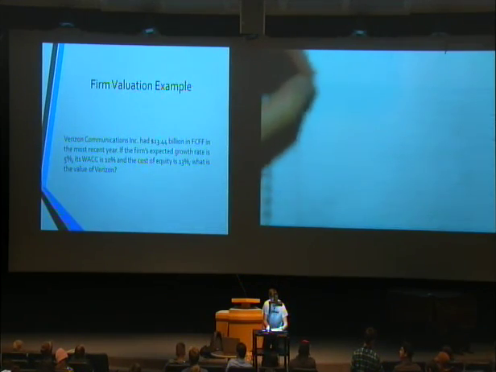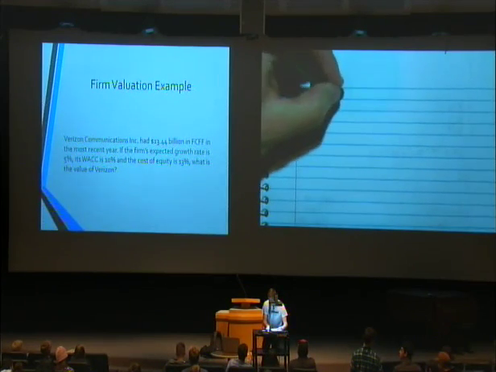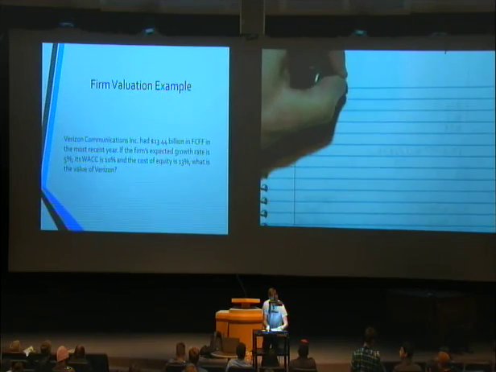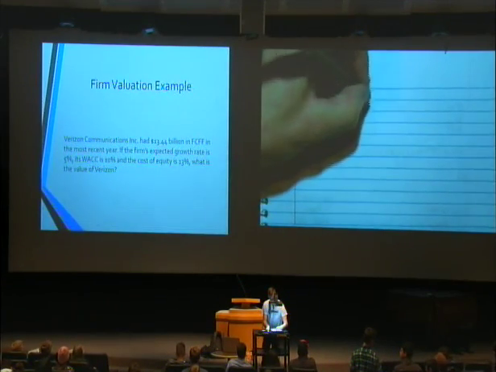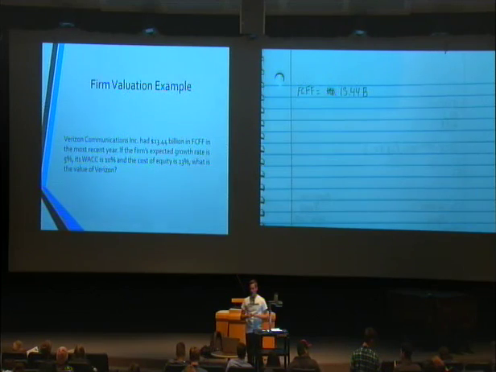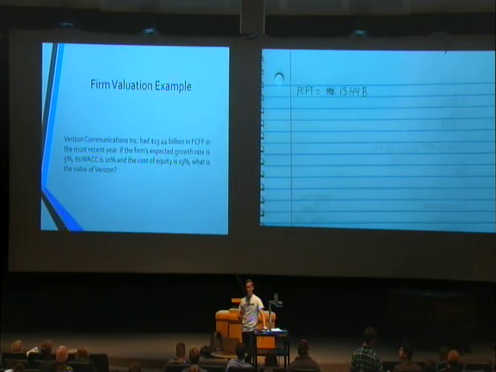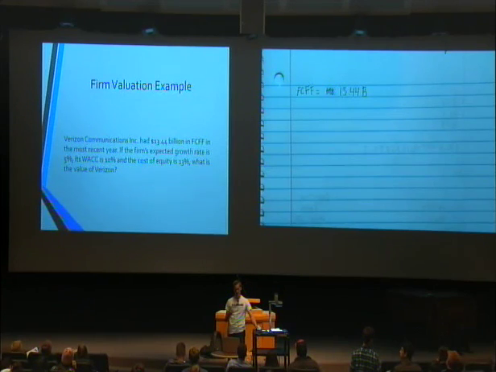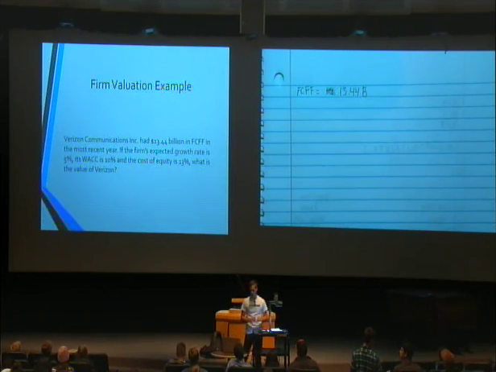So FCFF is equal to $13.44 billion. If the firm's expected growth rate is 5%, its WACC is 10%, and the cost of equity is 13%, what is the value of Verizon? Now, we're using free cash flows to the firm. So which discount rate are we going to use? Are we going to use the WACC or the cost of equity? We're going to use the WACC, right? If they gave us free cash flows to equity holders, we would use the cost of equity, okay?